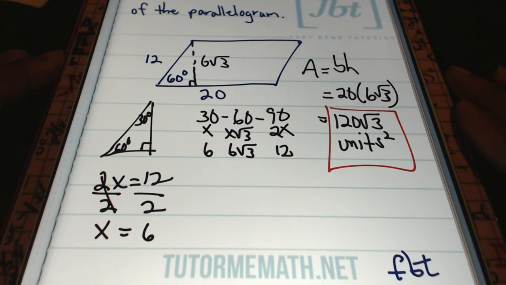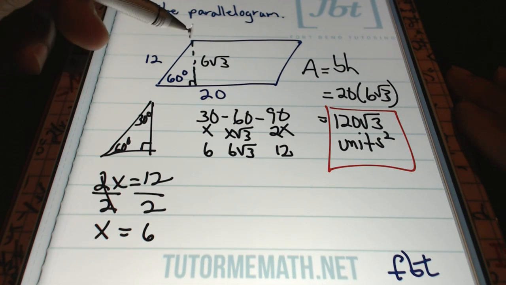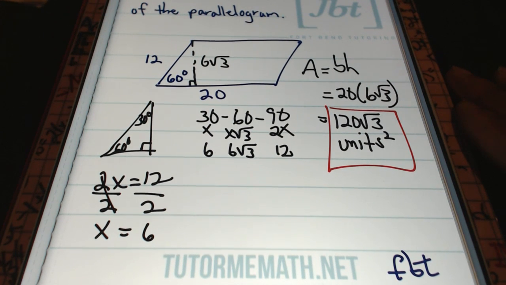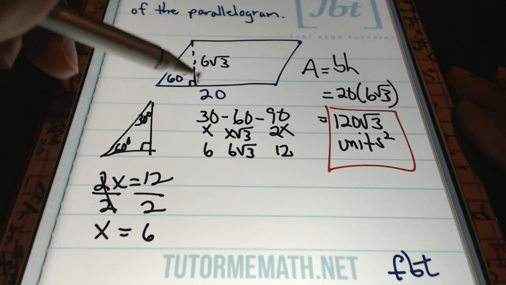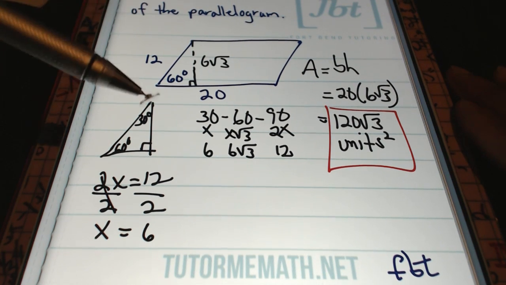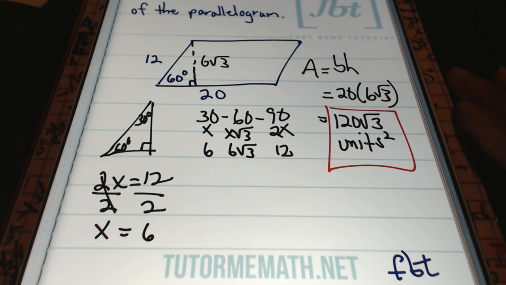We started out with our parallelogram. We were shown that we had an angle of 60 degrees here. We showed where our altitude would be. That created a right triangle, which made us a 30, 60, 90 right triangle. With our known relationship between those angles and side lengths, we were able to deduce that the height was going to be 6 times the square root of 3. Using the formula area equals base times height, we ended up with 120 times the square root of 3 units squared. All right, good deal.